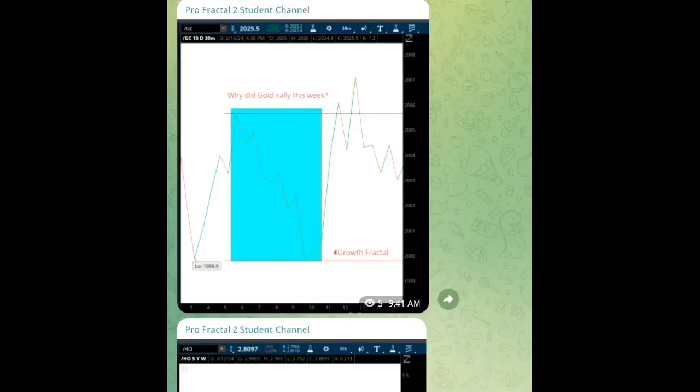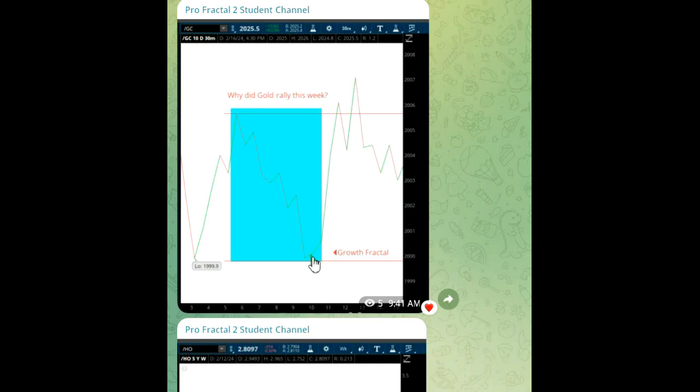On our student channel, I have a preview of what we can expect during the week and a couple good examples of typical fractals here. We're looking here at gold, and why did it rally during the week? We have a typical growth fractal right here.